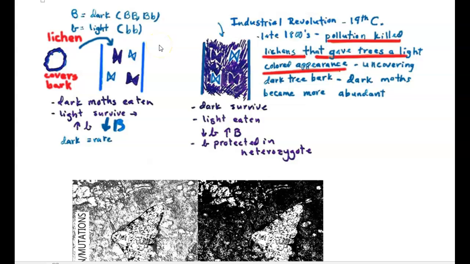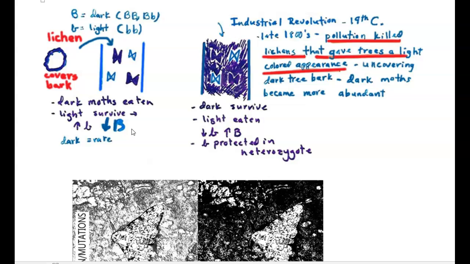Now birds that come trying to eat the moths, which ones are they going to be able to see better? They're going to be able to see the dark ones better. So they're going to eat the dark ones. And the light ones are going to survive. So look down here. That will increase the recessive allele and decrease the dominant allele. The dark actually will become rare because all the dark ones are going to be eaten.